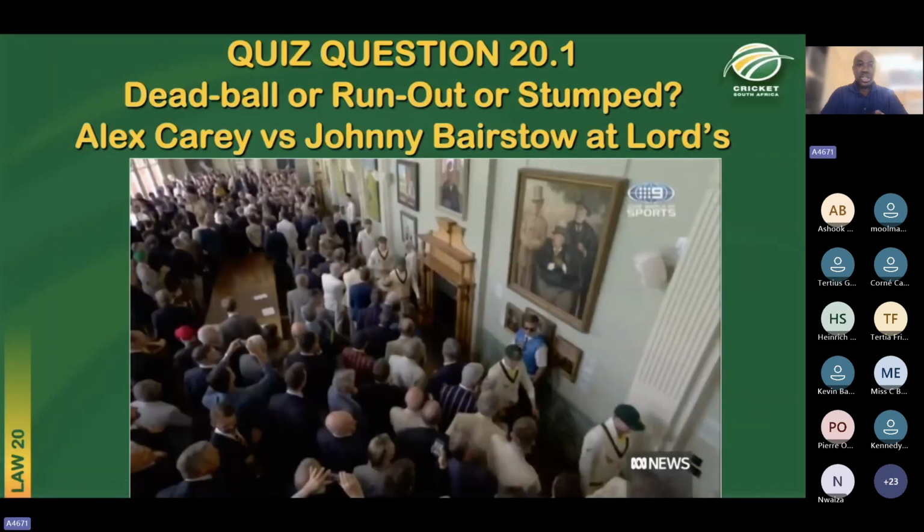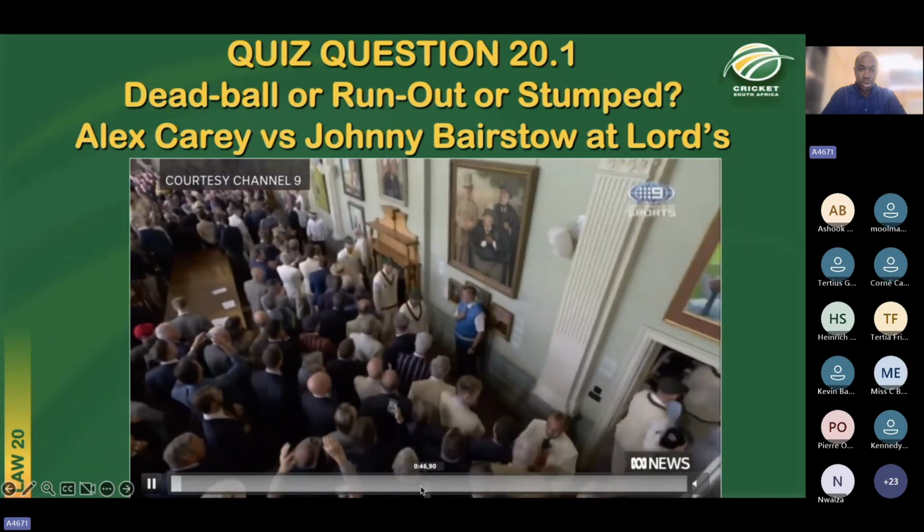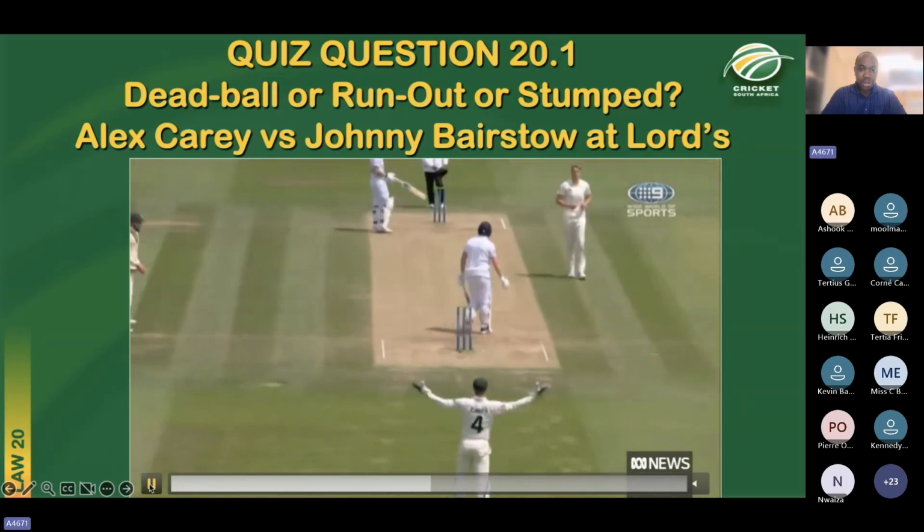Next quiz question. Alex Carey versus Johnny Bairstow at Lord's. Big hoo-ha about this at the time, but it was actually a pretty straightforward decision. Why? Because Johnny Bairstow was outside his crease while the ball was still live.